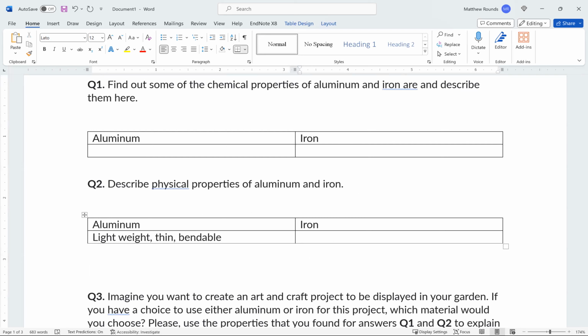What is true of iron? Sort of the opposite. Iron's heavy and it's hard to bend. Yeah. Okay.